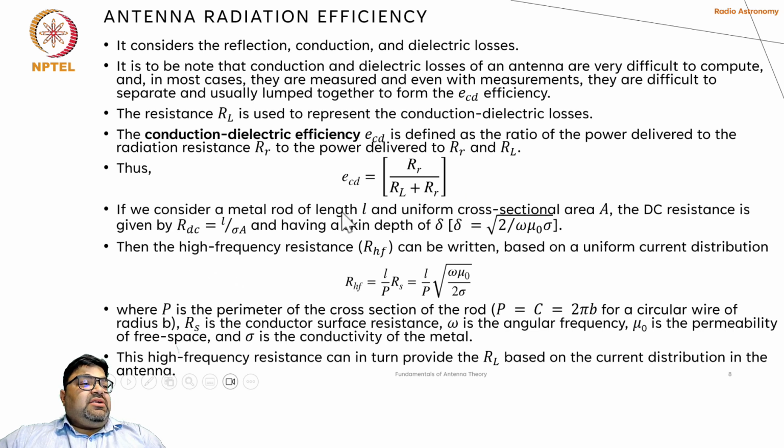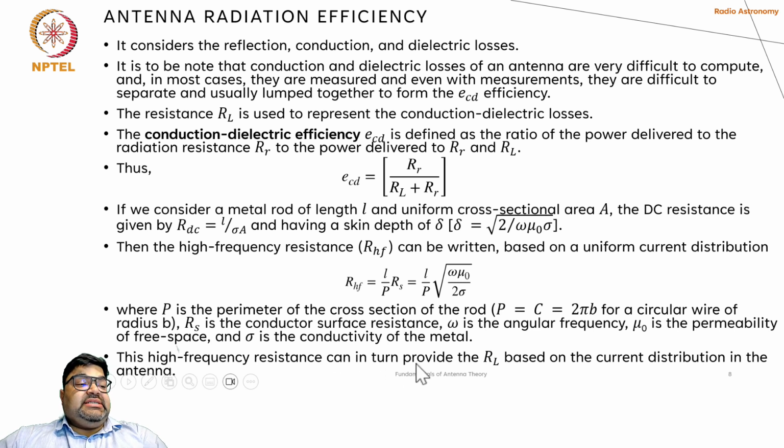If we consider a metal rod of length L and a uniform cross section of area A, the DC resistance is given by L over sigma A, and having a skin depth of delta, the high frequency resistance can be written in terms of these values. So the high frequency resistance comes out to be L over P times root of omega mu naught over 2 sigma. P is the perimeter of the cross section, and RS is the conductor surface resistance. Omega is the angular frequency, and mu naught is the permeability of free space. Sigma is the conductivity of the metal.